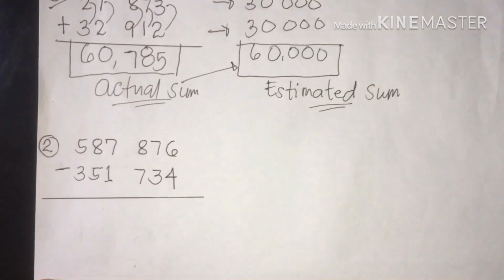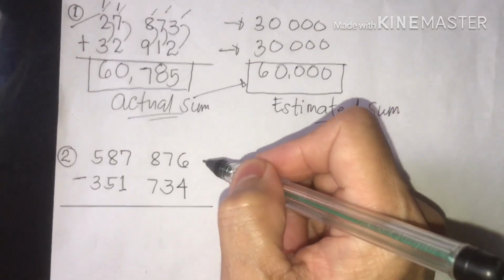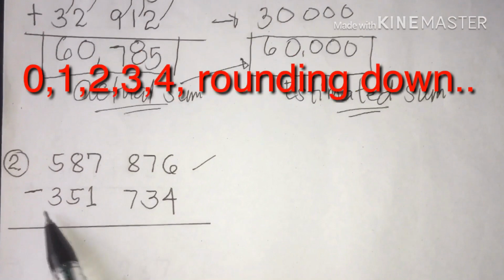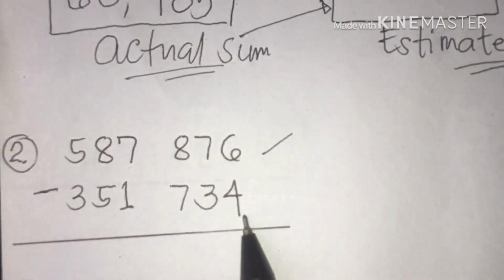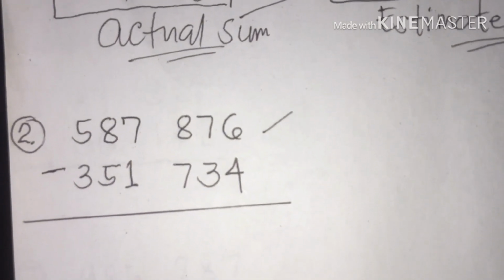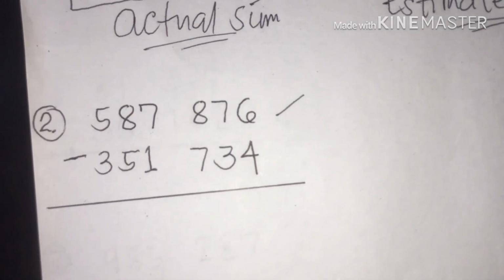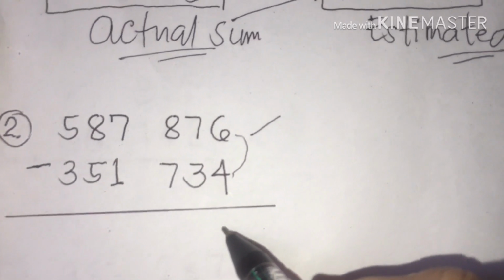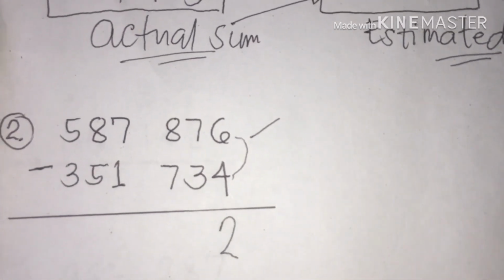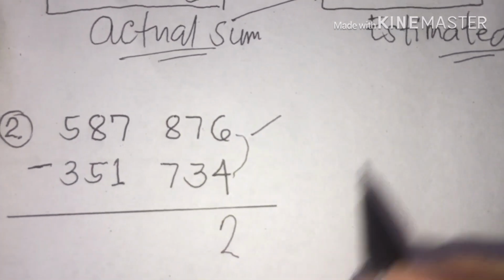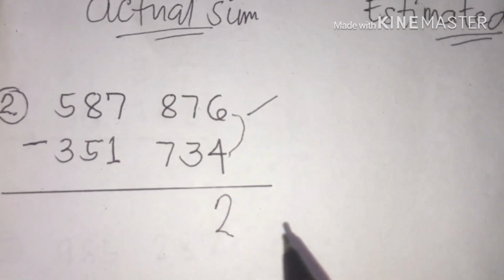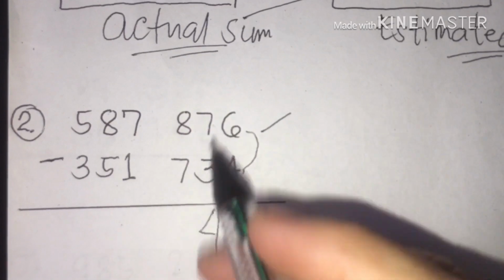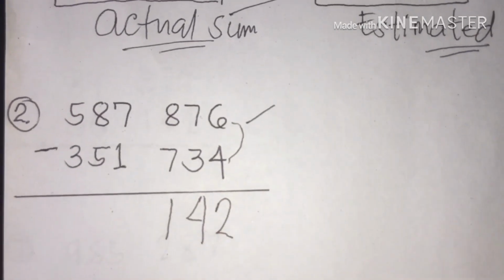Next is the actual difference for number 2. We have the given equation 587,876 minus 351,734. So we're going to find the actual difference. We have first 6 minus 4. We write our answer here. 2. Next, 7 minus 3. We write our answer below here. 8 minus 7, we write our answer here.